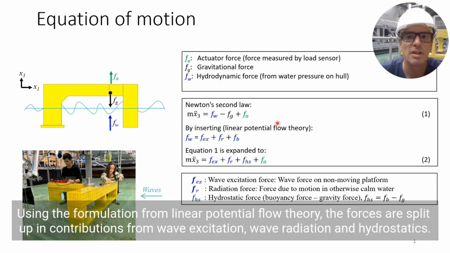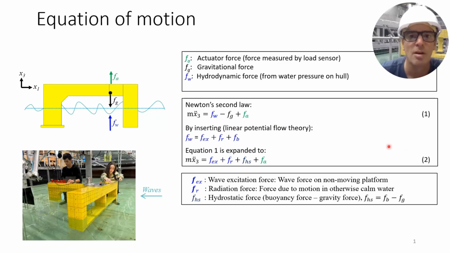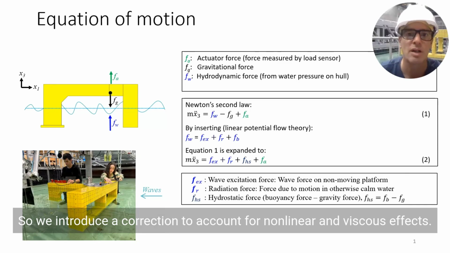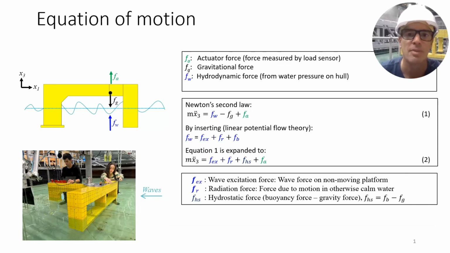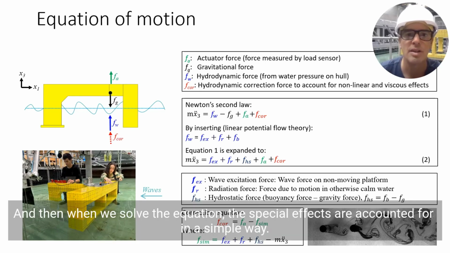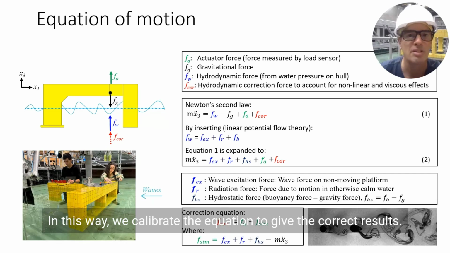Using the formulation from linear potential flow theory, the forces are split up in contributions from wave excitation, wave radiation, and hydrostatics. But this formulation is not completely correct. So when we do simulations, we get a slightly different force compared to what we measure with the actuator. So we introduce a correction to account for nonlinear and viscous effects. Let's introduce that into the equations. So we simply add this correction to the equation of motion, and then when we solve the equation, the special effects are accounted for in a simple way. In this way, we calibrate the equation to give the correct results.